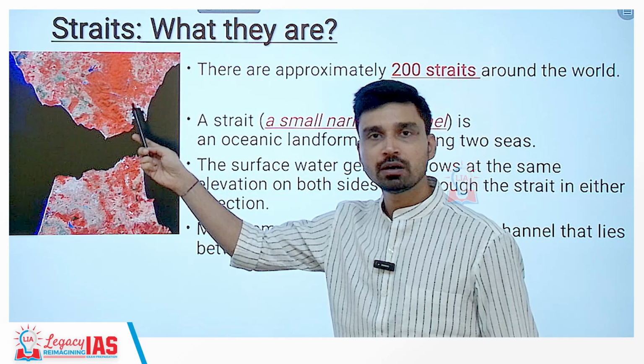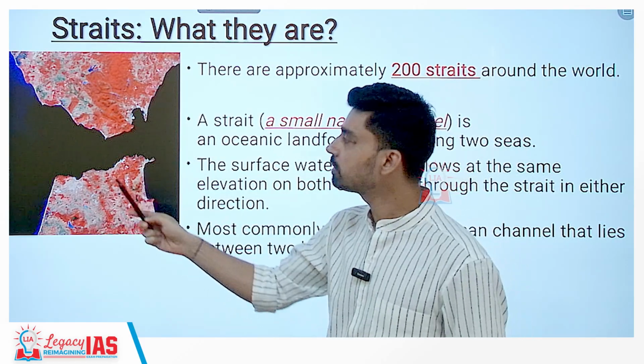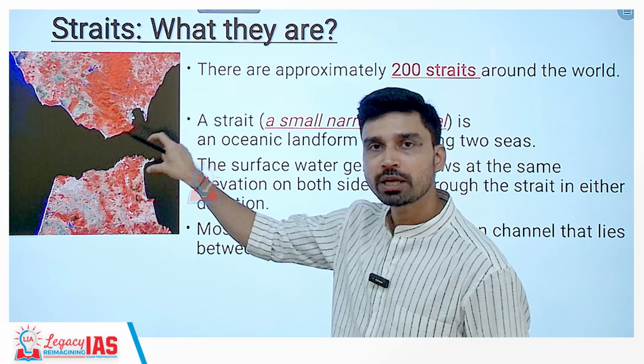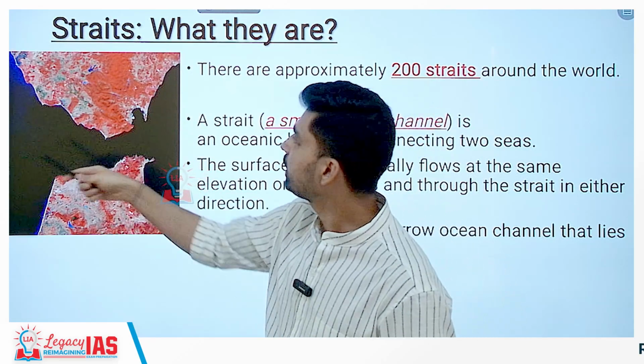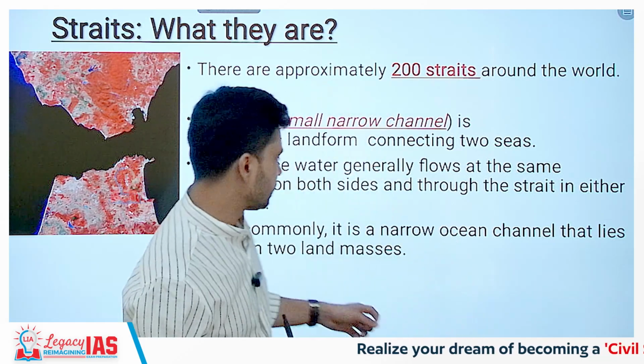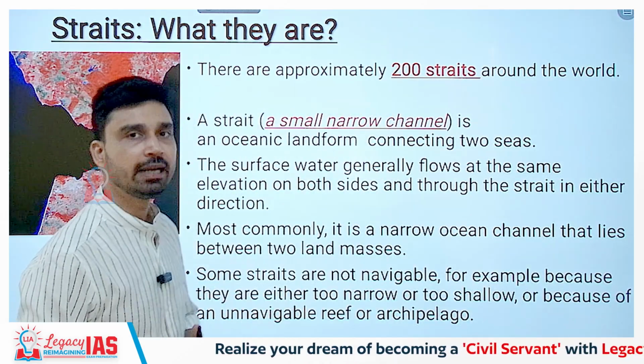We have the upper land mass, then the lower land mass, and between these two land masses we can see a shallow and narrow water channel which is connecting water bodies on both sides of these land masses. That is also one way of understanding the strait.